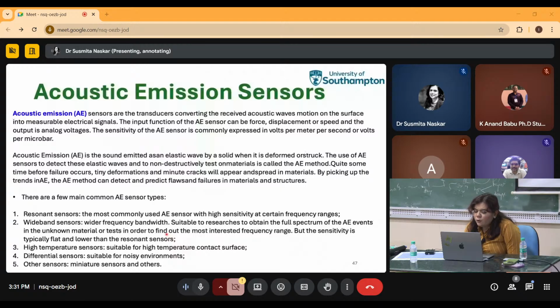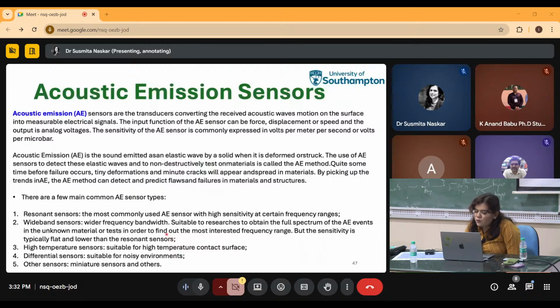Now, there are definitely varieties of AE sensors. One important one is the resonance sensor, commonly used for high sensitivity at specific frequencies. Another type is the wideband sensor, which captures a very broad range of frequencies for a full picture of AE events, though with lower sensitivity. Then there is the high temperature sensor, designed for contact surfaces under very high heat.